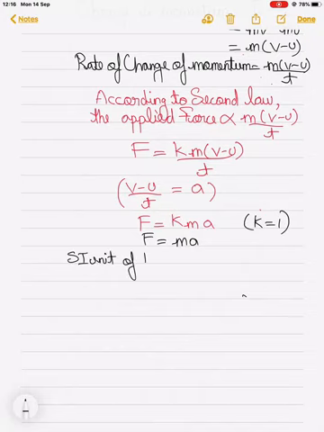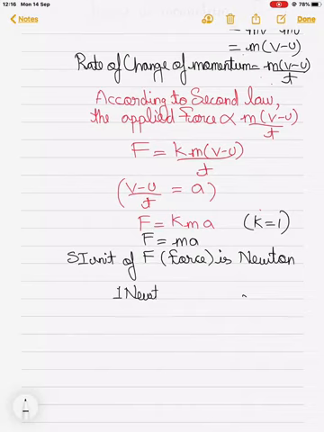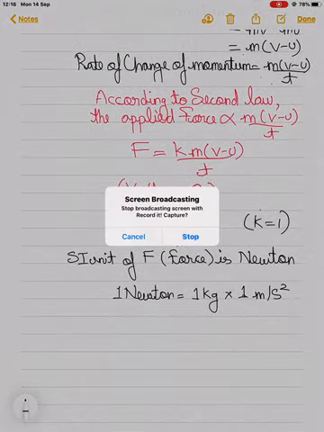of F, which is force, is Newton, which can be further expressed as 1 Newton is equal to 1 kg into 1 meter per second square. So this is how we define Newton. 1 Newton is equal to 1 kg into 1 meter per second square.